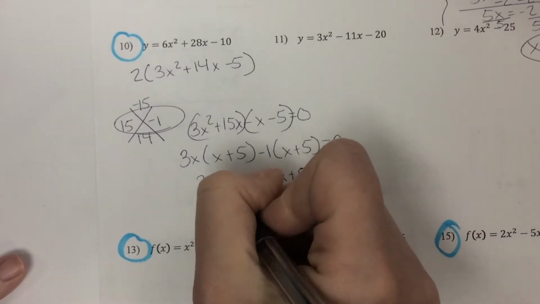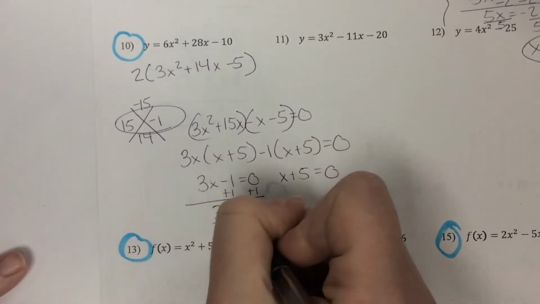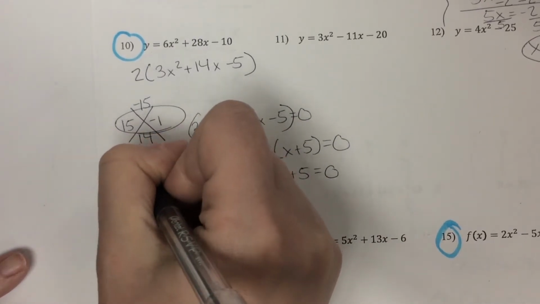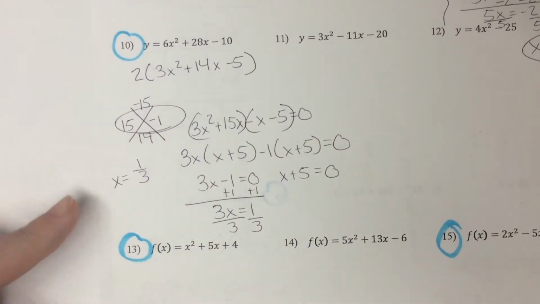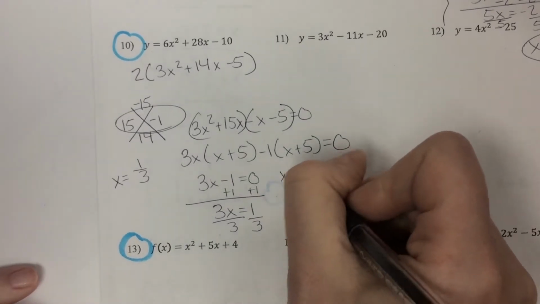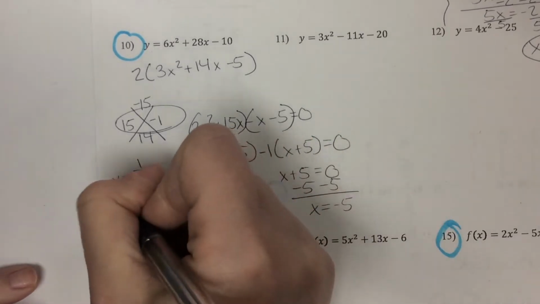Solve the first one, add 1. 3x equals 1. Divide by that 3. X is equal to 1/3. I'm going to write it over here on the left side because I'm running out of space. Over here, subtract 5, subtract 5. X is also equal to negative 5.